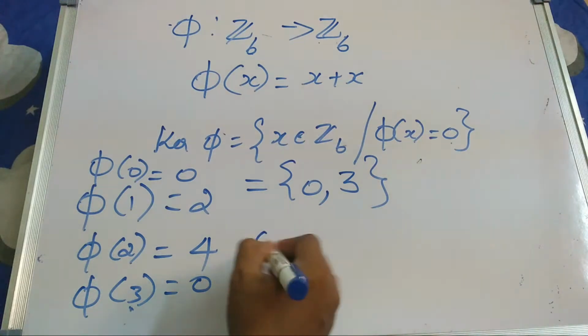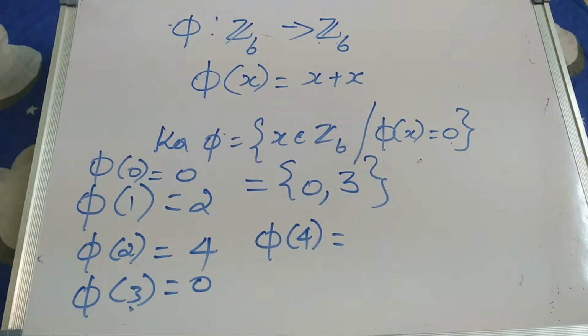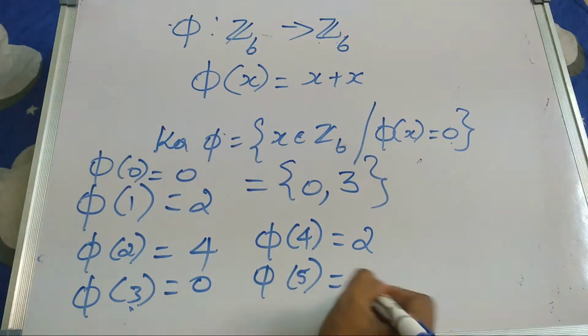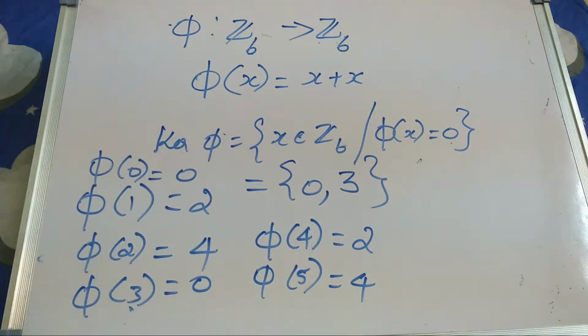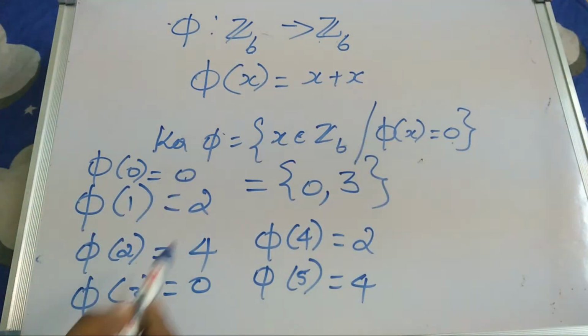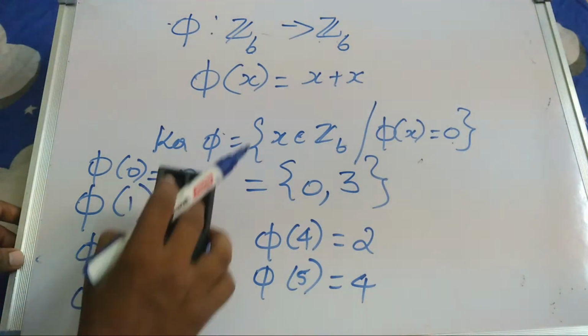Now, phi of 4 is 4 plus 4, 8. With respect to mod 6, it is going to be 2. And phi of 5 is 5 plus 5, 10. With respect to mod 6, it is going to be 4. So if you check carefully, the elements mapped to 0 are 0 and 3. So our kernel is {0, 3}. Let me do another homomorphism from one set to another set. Please try to check what will be the kernel.